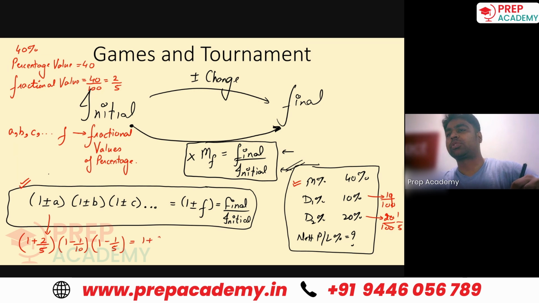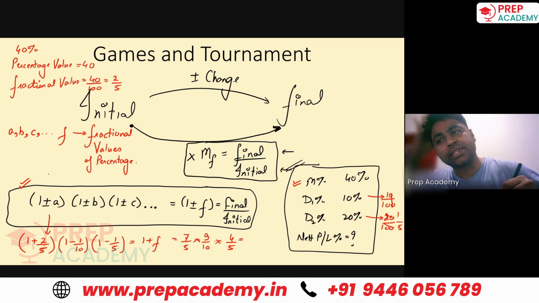Now that is equal to 1 plus f. We don't know the value of f, you have to calculate that. So what would that be? 5 plus 2, 7 by 5. 10 minus 1, 9 by 10. 5 minus 1, 4 by 5. Isn't it?